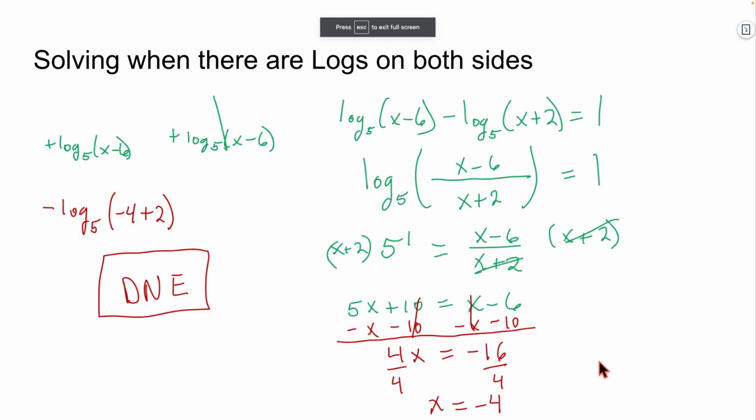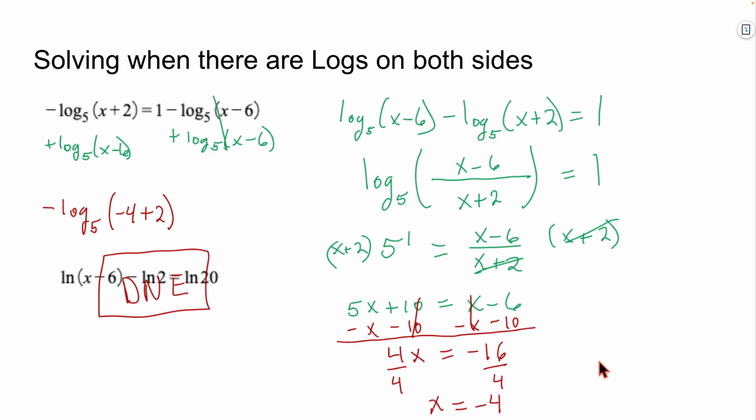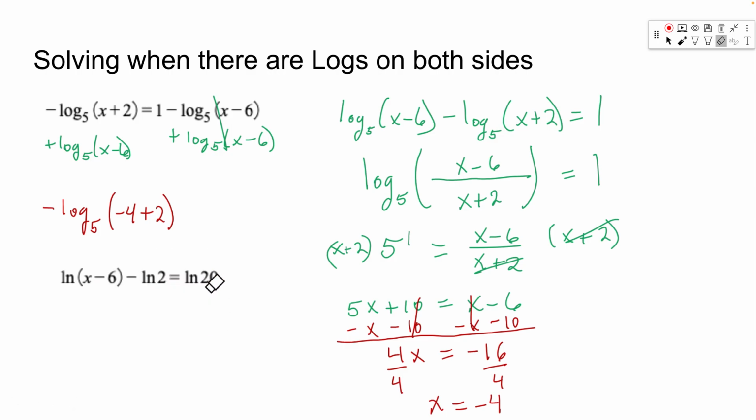Okay, we don't got too much more. Oh, we do have this one. Let me give myself some space here, if I can move this elsewhere. This one we won't need as much space. Okay, so these are natural logs.